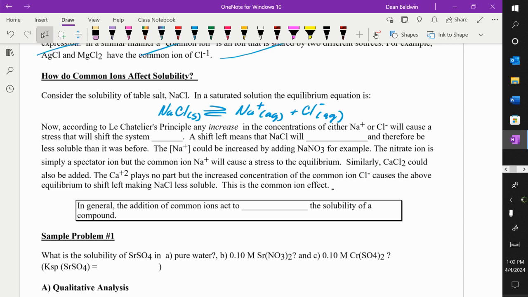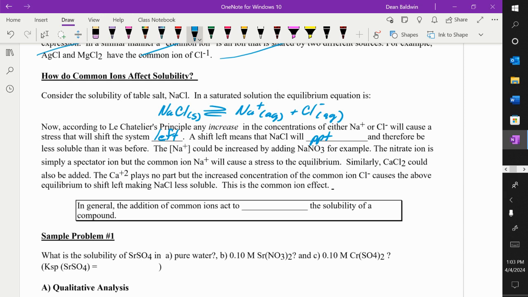Now, if you think back to the previous chapter when we did Keq and whatnot, if you increase the concentrations of sodium or chlorine, what happens to the equilibrium? Which way does it go? It's going to shift back left, right? Because you've added a stress. Okay, so we shift left to counteract the shift. Because this is a solubility reaction, we're going to create a precipitate forming, right? Because this is a solid. So the NaCl will precipitate out and fall to the bottom.